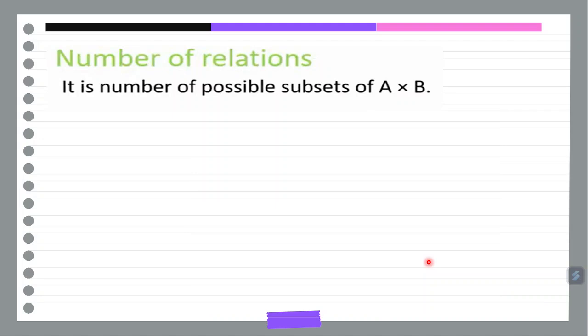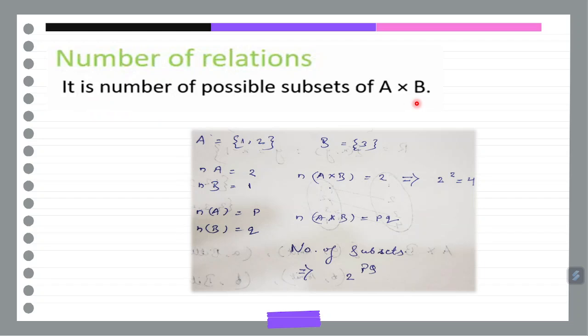Next is number of relations. How do we identify the number of relations? Number of relations means the number of possible subsets of A cross B. That is, if set A is {1, 2} and B contains one element, 3, then the number of elements of A is 2 and the number of elements of B is 1. So the number of elements of A cross B is 2 into 1, that is 2.